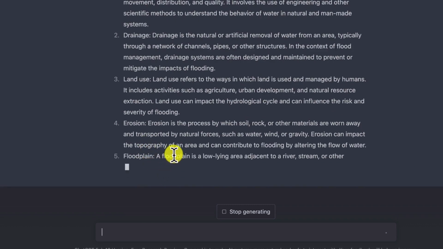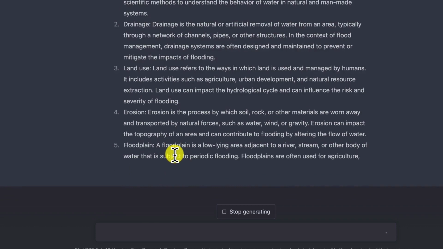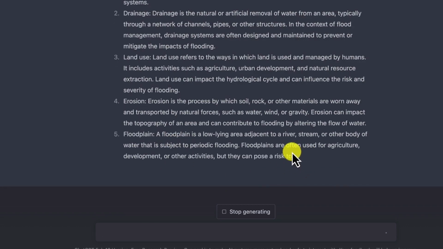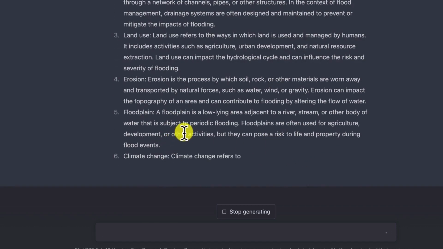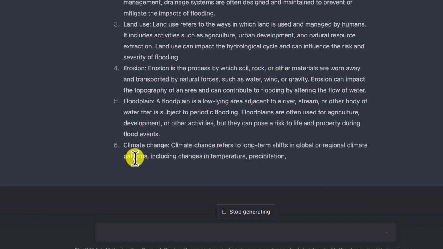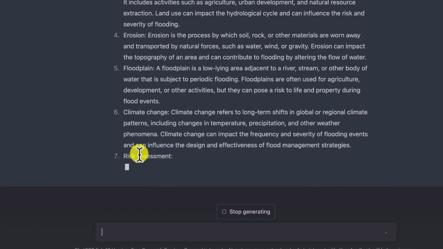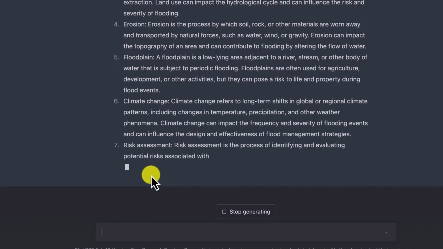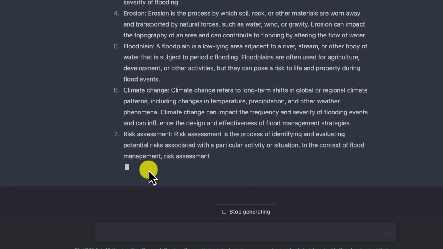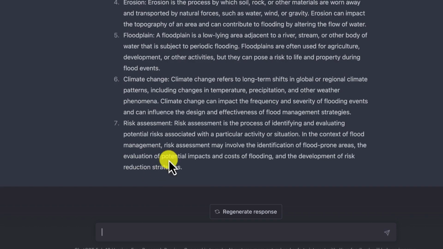You will hear about floodplain, which is a low-lying area adjacent to a river, stream, or other body of water, okay, that is subject to periodic flooding. So you can see you can have climate change. We'll talk about climate change in the proposal. Okay, you can see risk assessment. You hear about all this as we write more in the content. So this is just a way to interact, and it has given you more. Okay, so you can ask it to write more if you want, but I think at this point it's okay. It's quite okay for anyone to use. You can copy this and just go ahead and paste it.